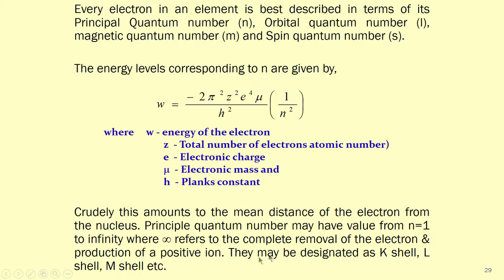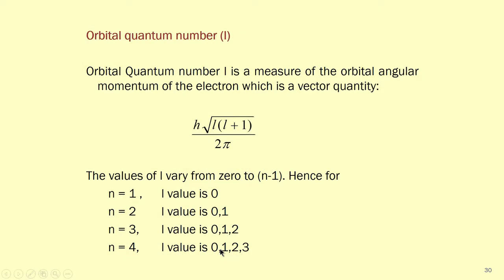So, the principal quantum number varies, and the shells may be designated as K shell, L shell, M shell, etc. Okay. So, as we have seen, K shell will have 2 electrons, L shell will have 10 electrons, like that. There will be different arrangements of electrons.